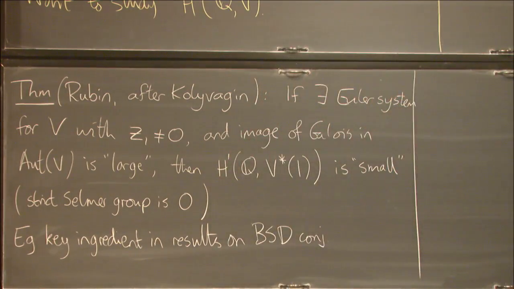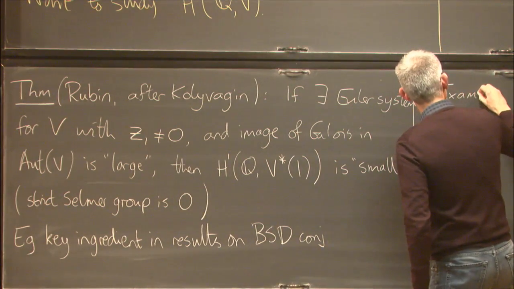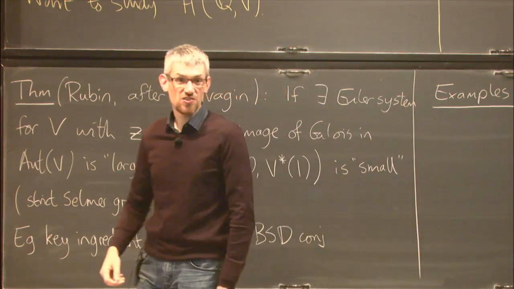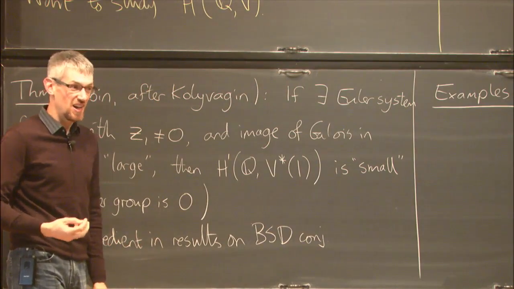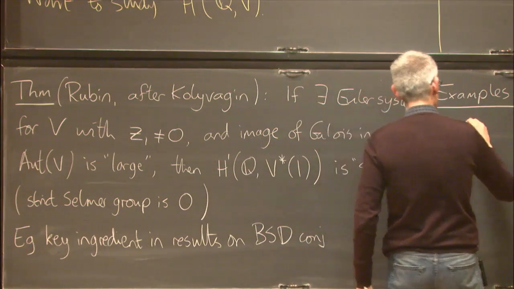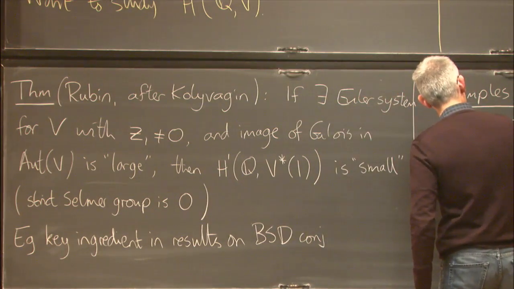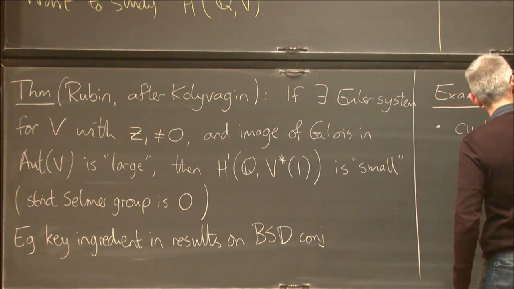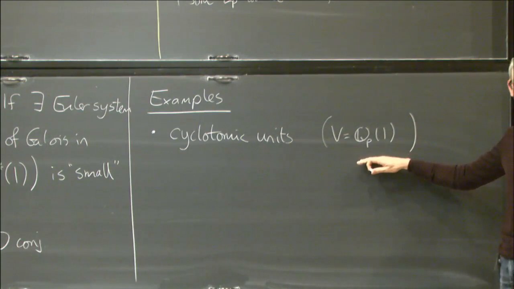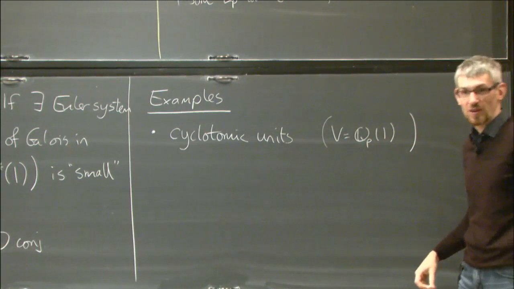So what are the examples of Euler systems? Given that they're rather powerful objects, it's legitimate to expect that they should be rather hard to construct. And the list of examples is not that long. The oldest example is the cyclotomic units, where V is the first Tate twist of the trivial representation.